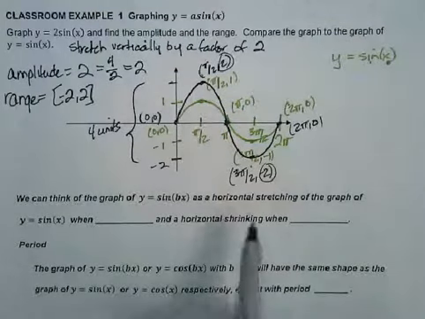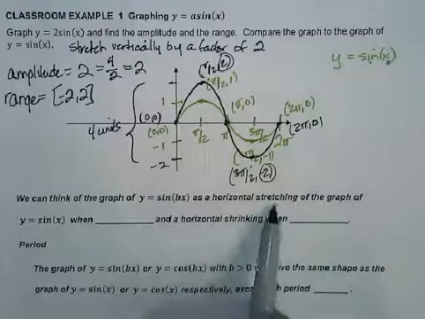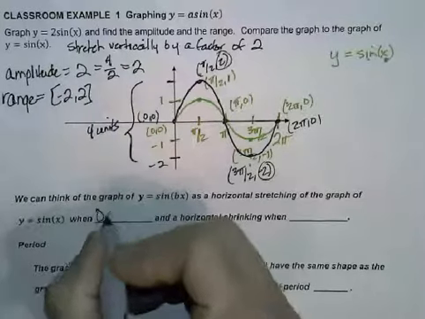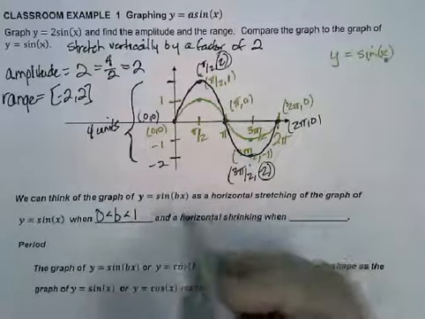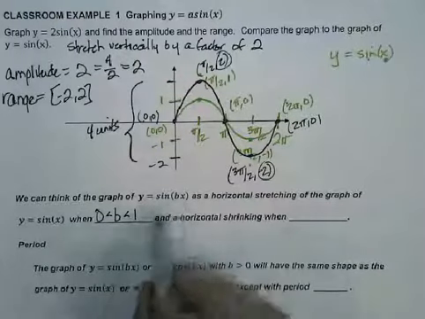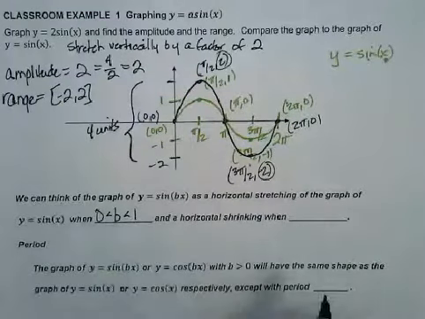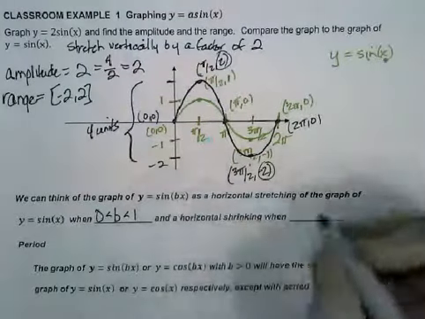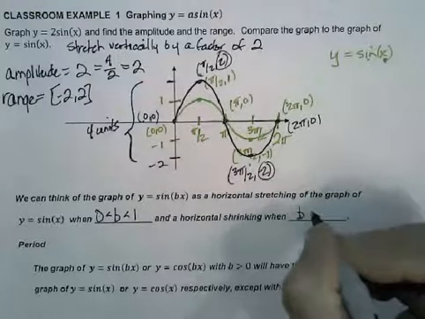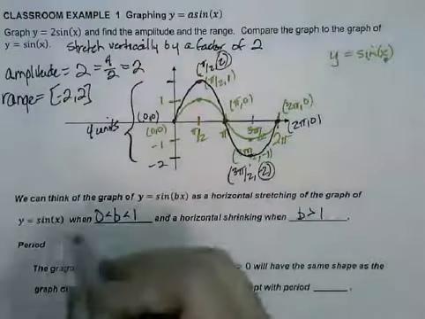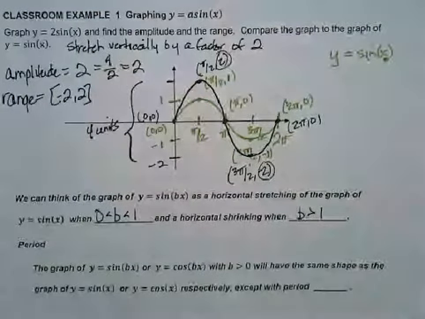In other words, if we want to do a horizontal stretch for this graph, then we want our value inside of here to be between 0 and 1, or we could think of it as dividing by a number. To get a horizontal shrink, we're actually going to multiply, or we can think of it as our b being greater than 1. And this works the same way for the cosine of x.